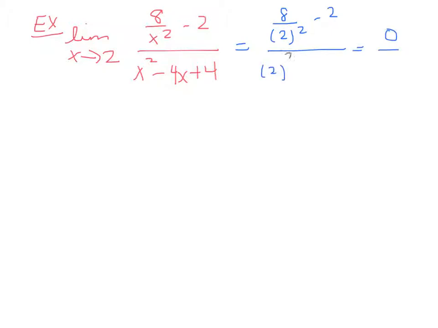2 squared 4 minus 4 times 2, 8, plus 4. Oh dear, that gives me 0. There's my issue again, complex fractions. All right, so let's see what we have.